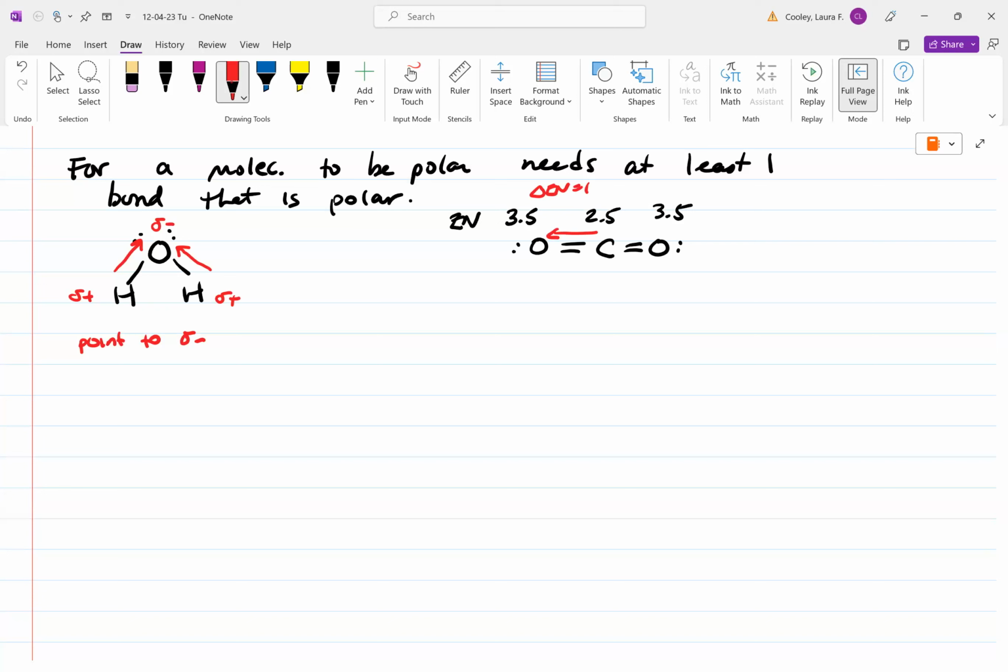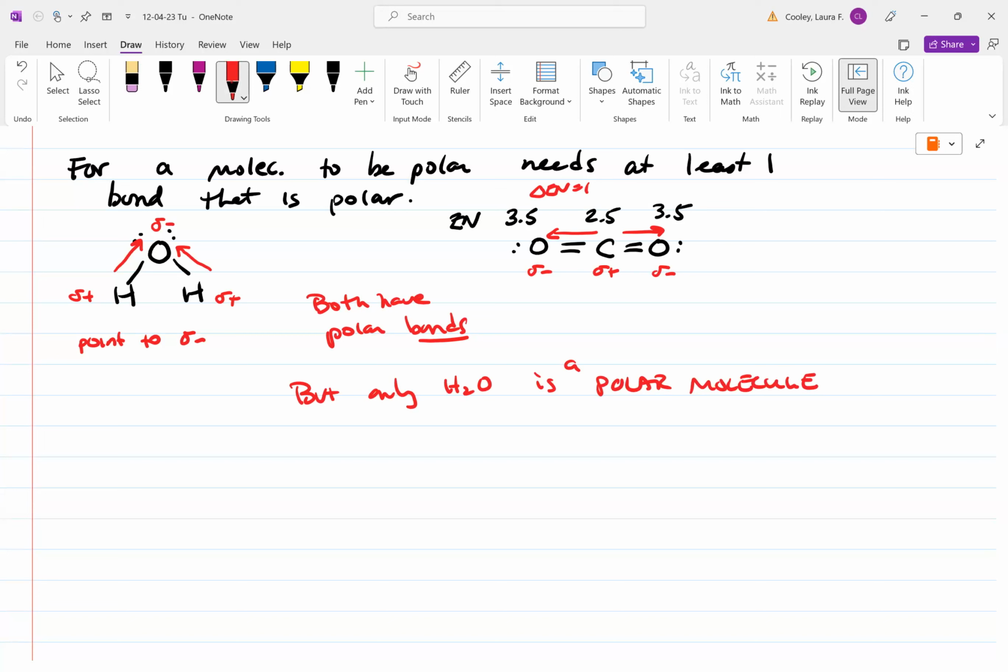So we have two dipoles, with delta negatives on the oxygen and delta positive on the carbon. Now, the thing is, they both have polar bonds, but only H2O is a polar molecule. And why is that? We talked about this last time. If you notice, these two arrows, the dipoles, point in opposite directions.